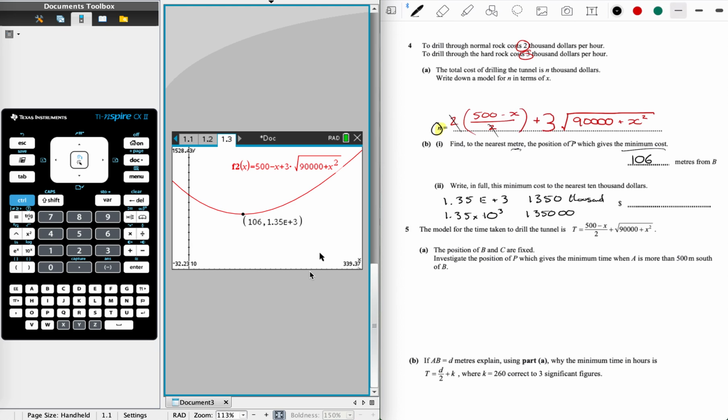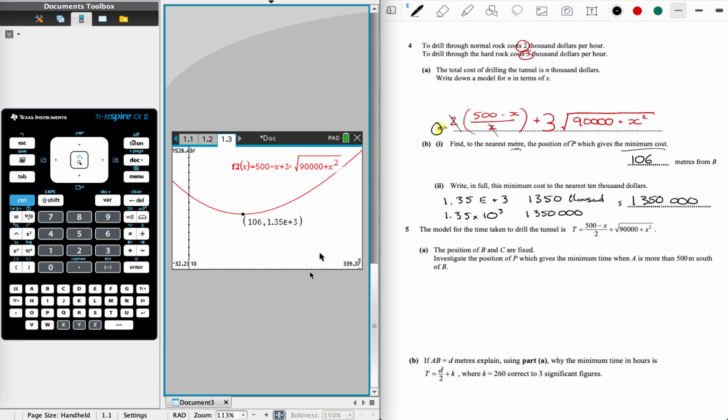1,350, and then I need to put in 3 zeros after that. So 1,350, 1, 2, 3, $1,350,000. Okay. We're nearly there now. The model for the time taken to drill the tunnel is T equals 500 minus x over 2. Yeah, we had that previously. That makes sense. The position of B and C are fixed.